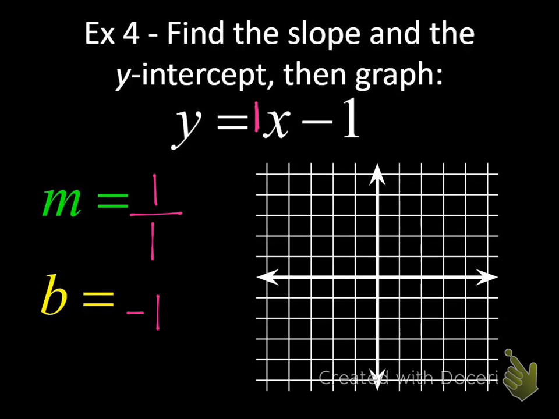Negative 1. So I go to my origin. What do I do? Down 1. Okay, so I plot my first point there for my y-intercept. And then for my slope, up 1 and right 1. Well, that's a tiny line. And if you're like Maddie and you want to keep going, you can put those points and plot them all the way up. Graph your line. And that's it. How do you guys feel about this one?